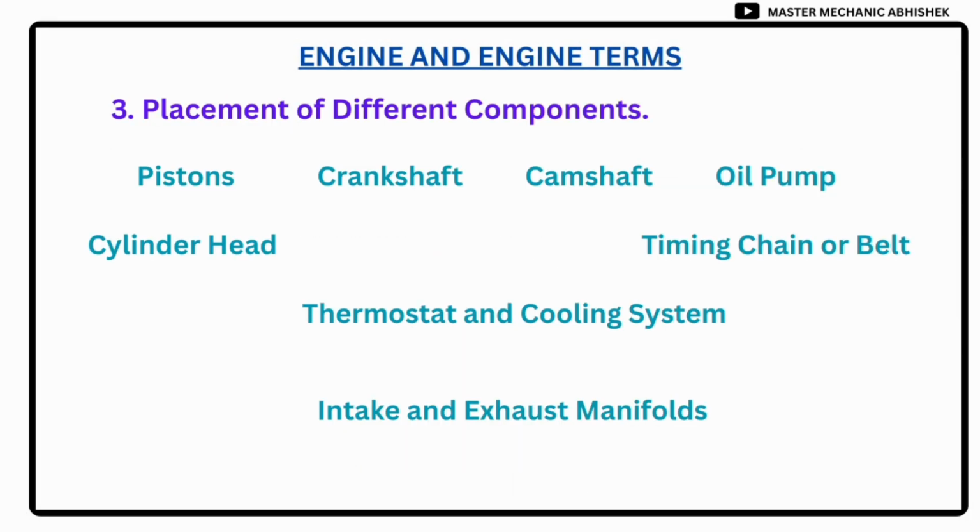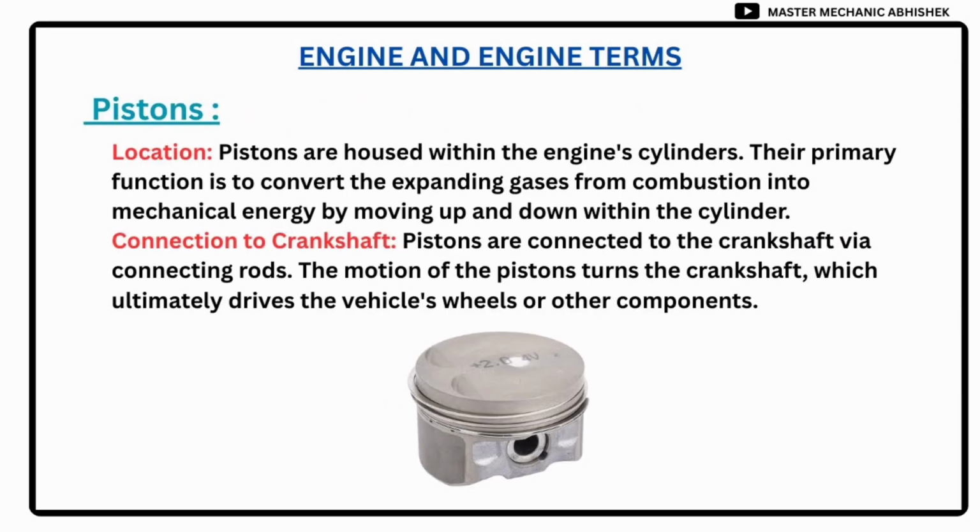Now we see placement of different components: pistons, crankshaft, camshaft, oil pump, cylinder head, timing chain or belt, thermostat and cooling system, intake and exhaust manifolds. Pistons. Location: pistons are housed within the engine's cylinders. Their primary function is to convert the expanding gases from combustion into mechanical energy by moving up and down within the cylinder. Connection to crankshaft: pistons are connected to the crankshaft via connecting rods. The motion of the pistons turns the crankshaft, which ultimately drives the vehicle's wheels or other components.